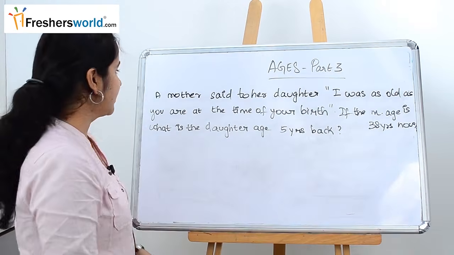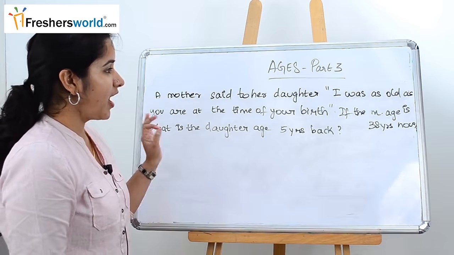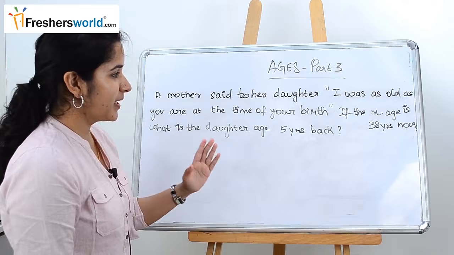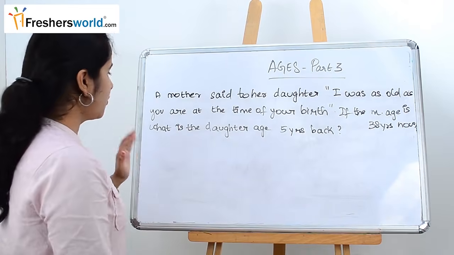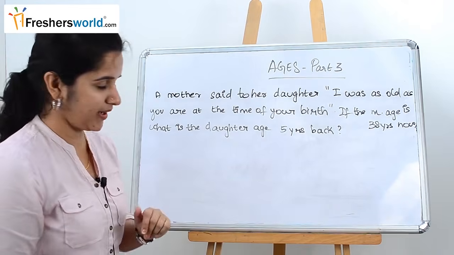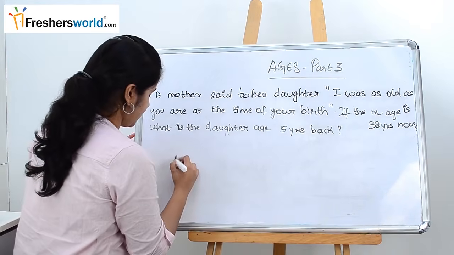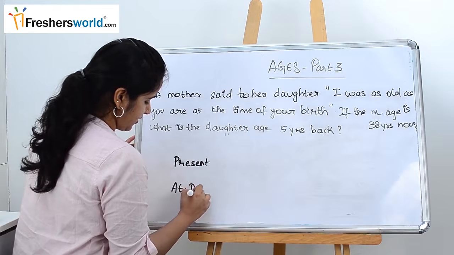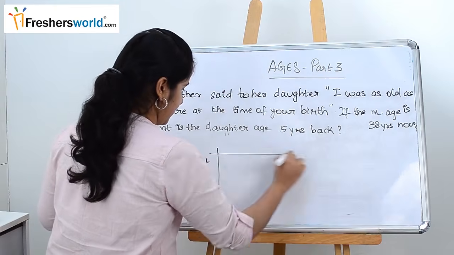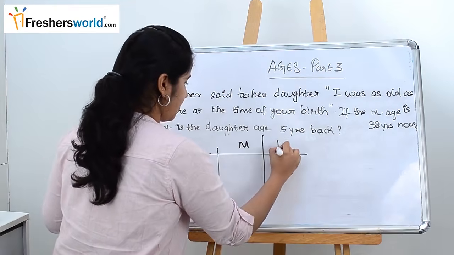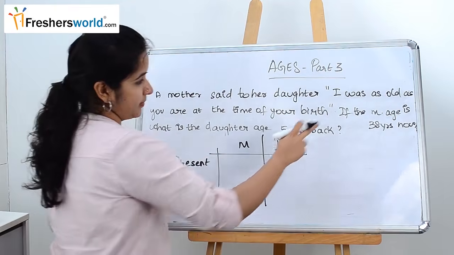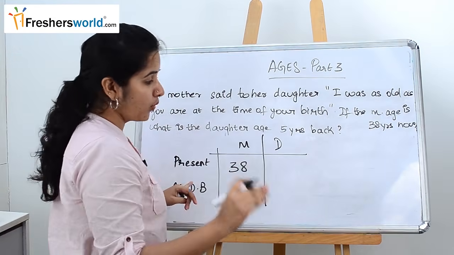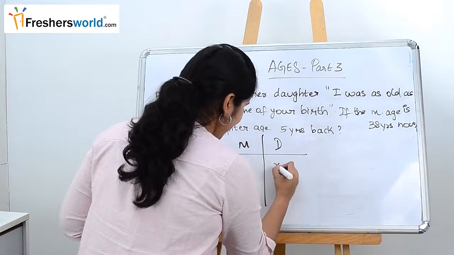The next question is, a mother said to her daughter, I was as old as you are at the time of your birth. If mother's age is 38 years now, what is the daughter's age 5 years back? So, let's take it as 2 equations, at present and at the time of daughter's birth. So, mother's age and daughter's age. Currently we know that mother's age is nothing but 38 years. We don't know the age of daughter, so let's keep it as x.